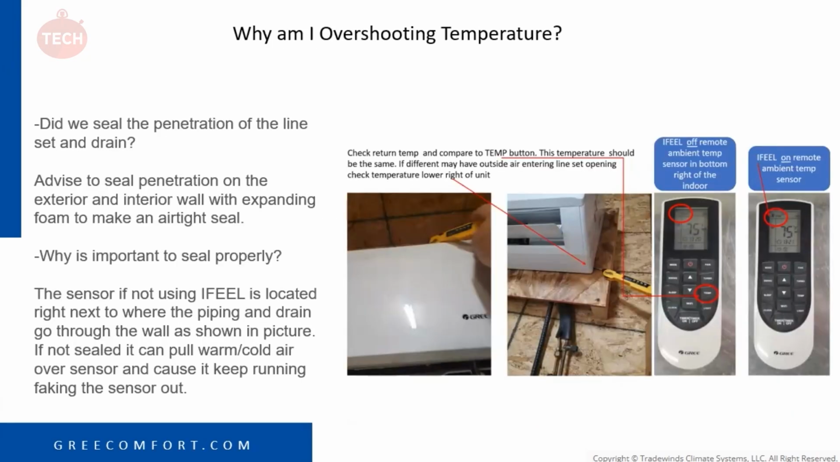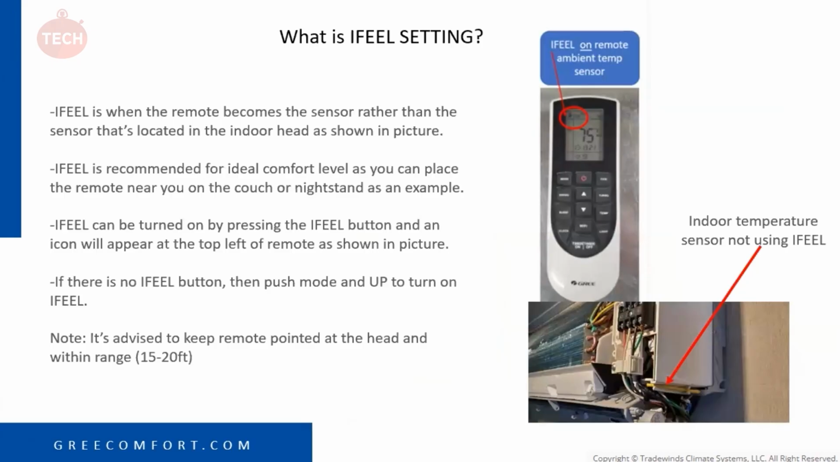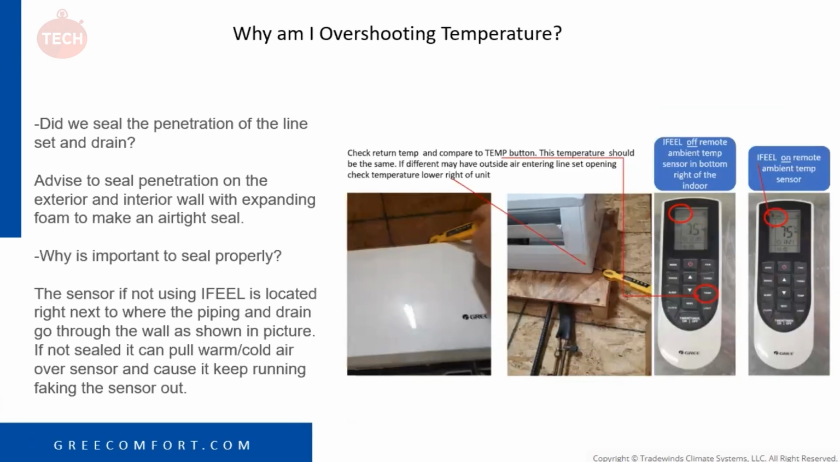We get this call often too, the unit's overshooting temperature. Again, you want to make sure that you seal the penetration through the wall. Most of the time, the penetration for your drain and line set is going right out here, right behind where that sensor is on this slide, bottom right. So if there's some air leakage, that is where you're going to throw that temperature sensor off, and that head's going to think, if it's 0 degrees out, it's going to be pulling, because the fan runs, the fan's going to be pulling in that cold air across that sensor if you're not using I Feel, and trick that head into thinking it's colder. So that head is going to continue to run and overshoot temperature.